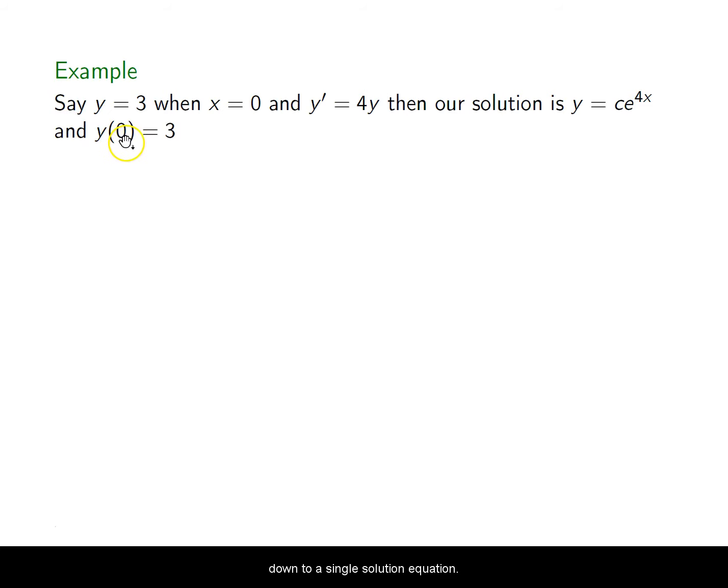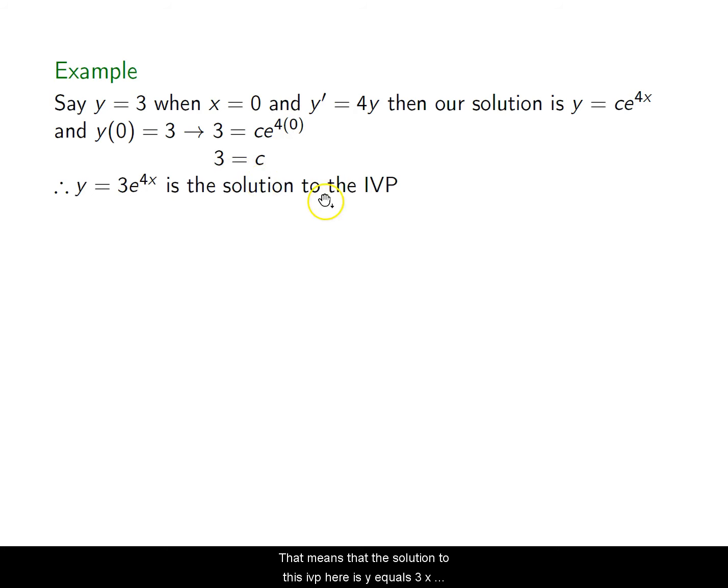So this is my condition. When I plug in 0 to my solution here, I should get out 3. So y of 0 is 3 tells me that I get out 3 for y when I plug in 0. Then e to the 0 is 1. That gives me 3 equals c. That means that the solution to this IVP here is y equals 3 times e to the 4x. Okay, and that's the importance of an IVP, right? An IVP takes us from a family of solutions to a single solution for our situation.